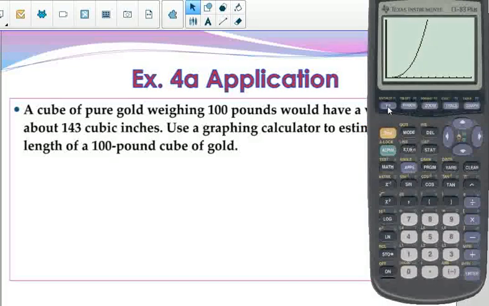If I hit the trace button, I'm right at when x is 6, the y is 216. So that's 216 cubic inches. I need to keep going down until I get to about 143. But here I have about 143.3, so x would be 5.23. So I would say it would be about 5.23 inches.